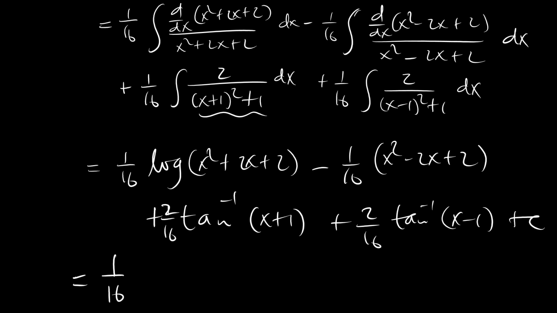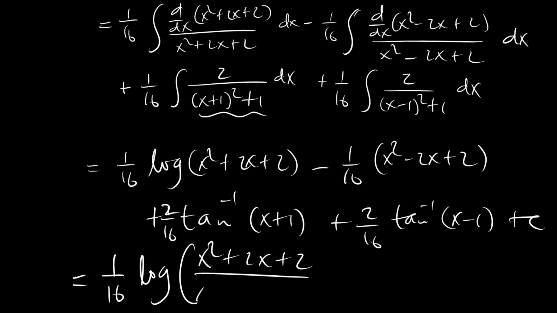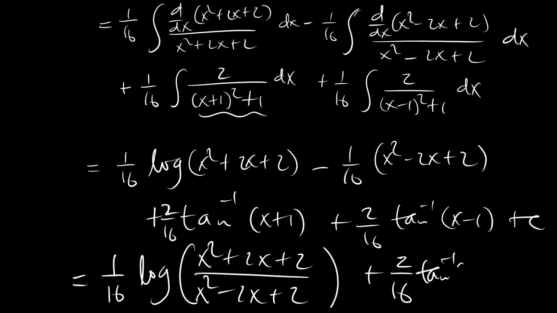which we can express boldly as 1 over 16 log x squared plus 2x plus 2 over x squared minus 2x plus 2 plus 2 over 16, which is 1 over 8, arctangent of x plus 1 plus 2 over 16 arctangent of x minus 1 plus c.